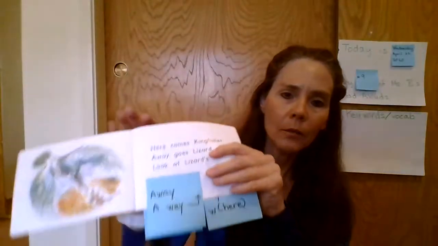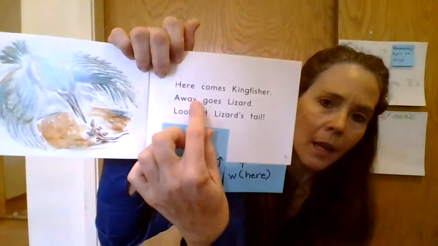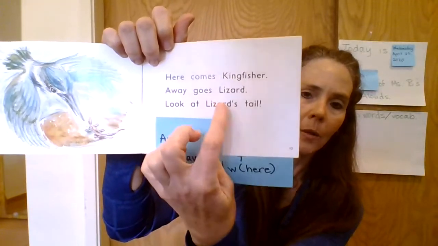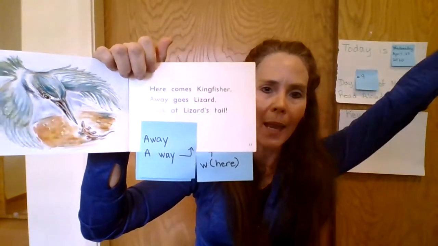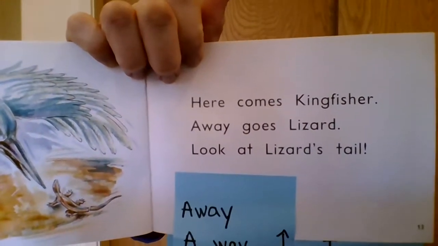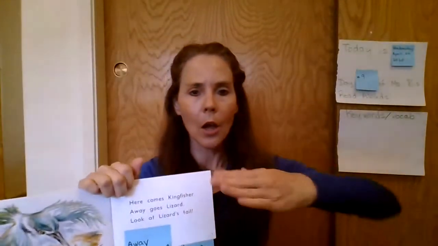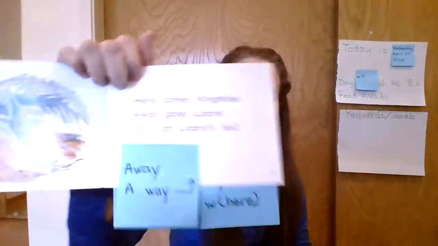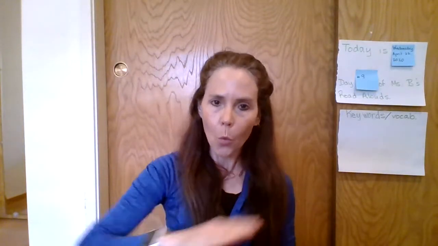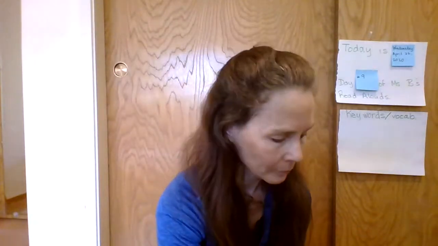In level C, you've learned the word away. But this structure is tricky. Away goes lizard. Away. That means that he has left. He's gone somewhere else. He's gone away. Away goes lizard. These books that I read in level D often have that structure. Away goes something.